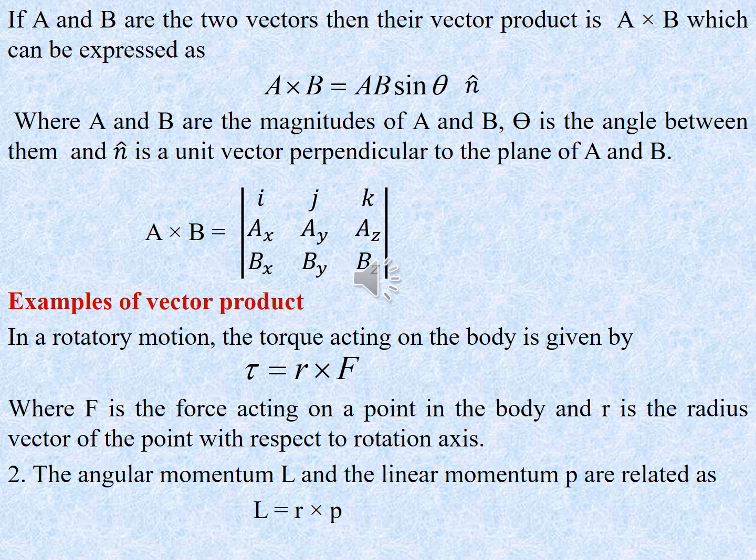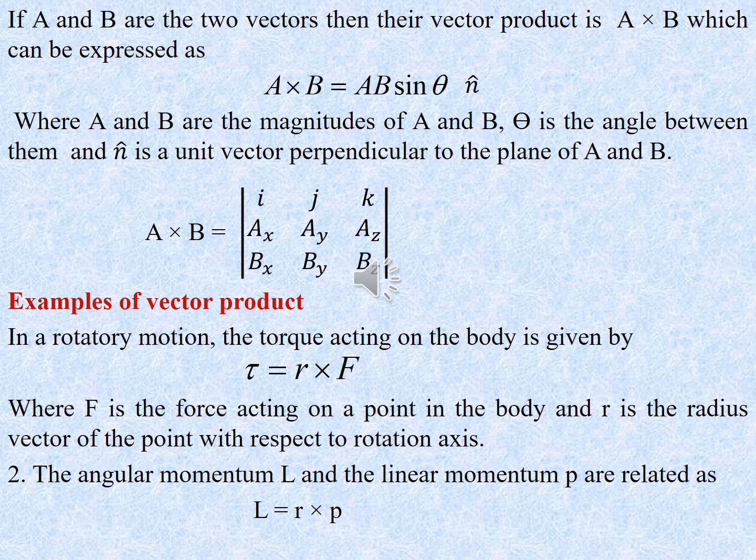Here theta is the angle between them and n cap is the unit vector perpendicular to the plane of A and B. So this can be simply written like this: A cross B is equal to modulus of i j k, Ax Ay Az, Bx By Bz.